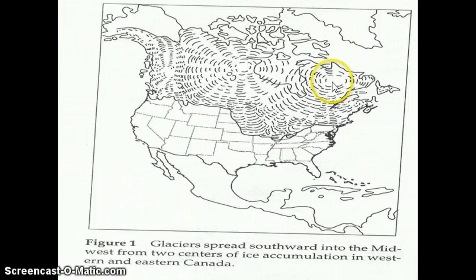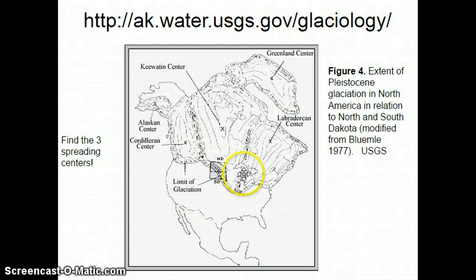So notice we've got two what we can call focal points or zones of accumulation that influenced our local landscape. And there's names to them. We had the Labradorian center, this is to our northeast, and we had the Keewatin center. So these are the two that influenced us.